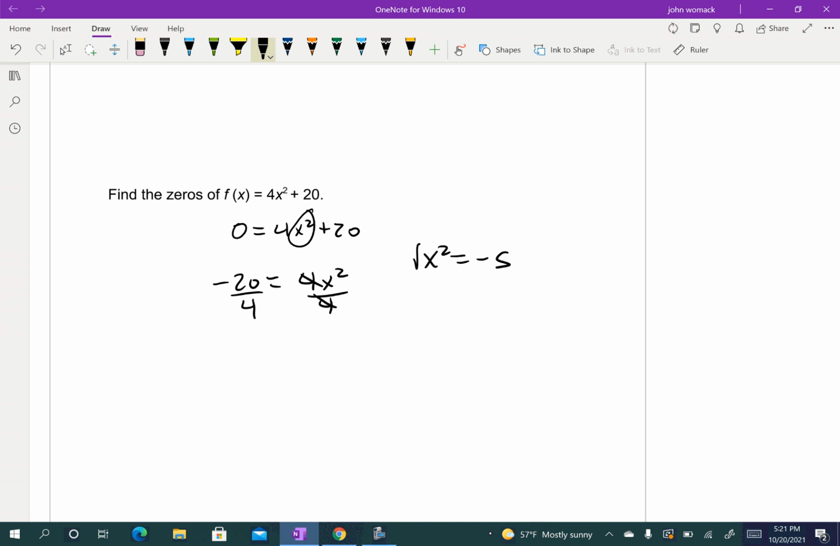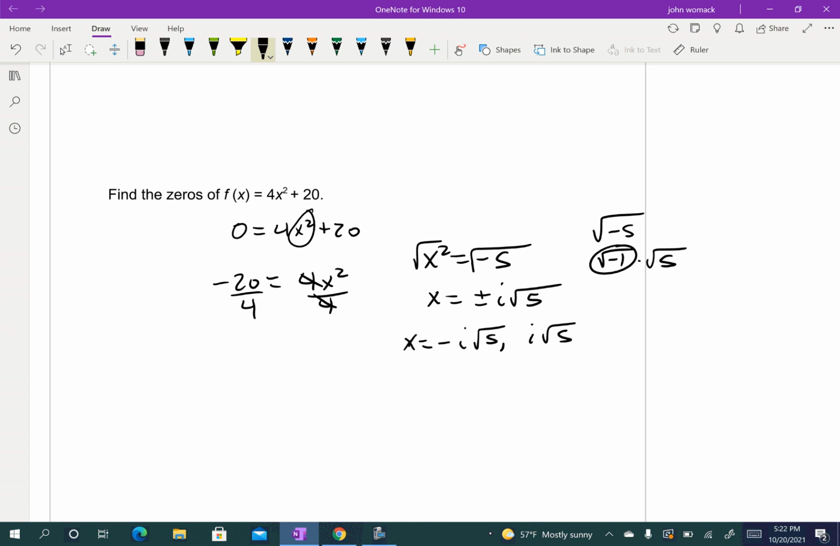And now I'm just going to take the square root of both sides. So x equals plus or minus the square root of -5. We can break it apart to be the square root of -1 times the square root of 5. Square root of -1 is i. So I end up with plus or minus i square root of 5. So the zeros of the function are negative i square root of 5 and positive i square root of 5.